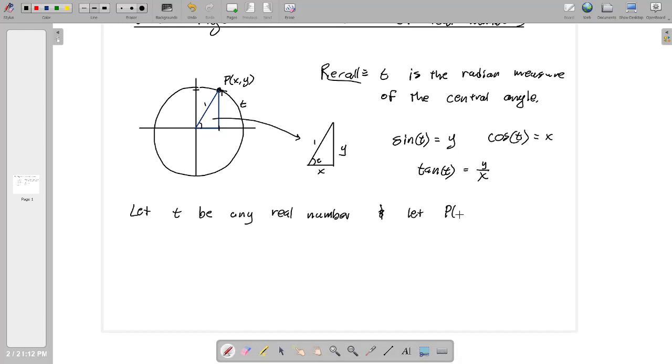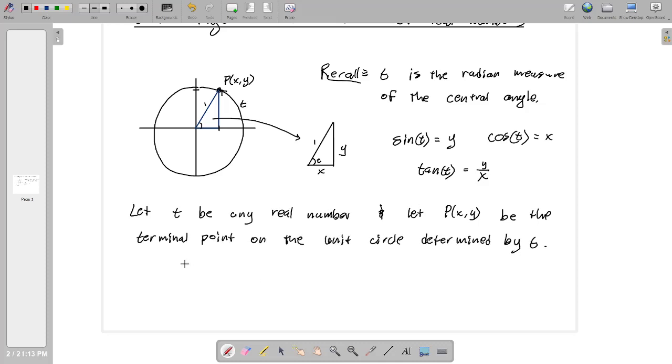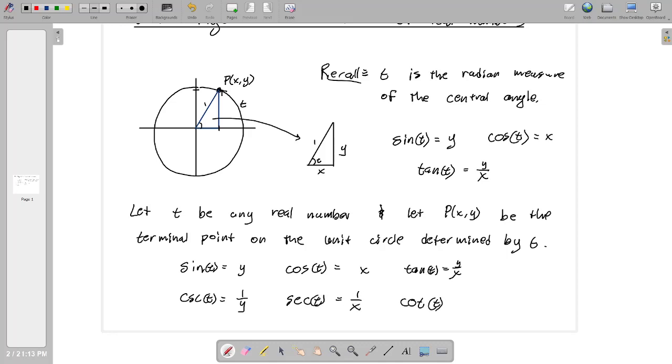Let t be any real number, and let P(x, y) be the terminal point on the unit circle determined by t. Then, as we already know, sine of t is equal to y, cosine of t is equal to x, and tangent of t is equal to y over x. To find the cosecant, secant, and cotangent, all we do is take the reciprocal of each of these. So cosecant t is 1 over y, secant t is 1 over x, and cotangent t is x over y.